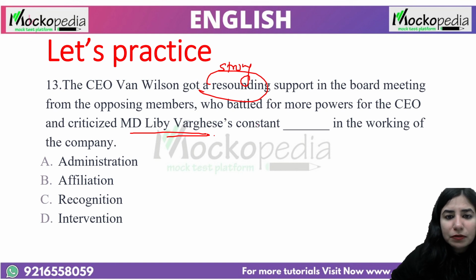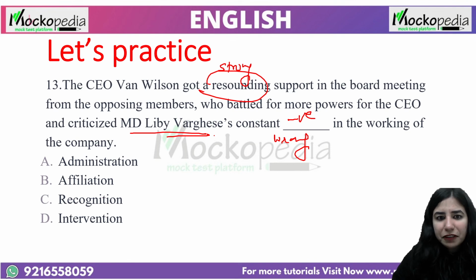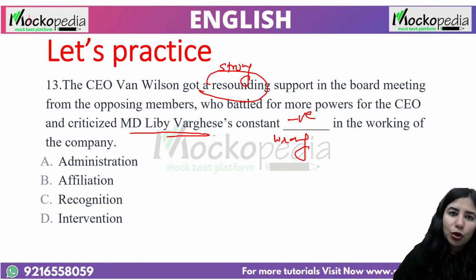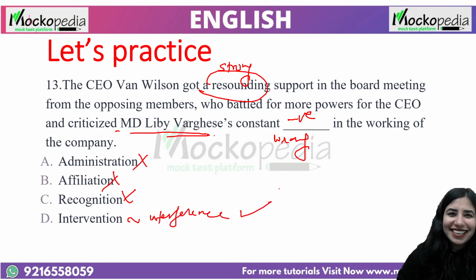So that means Libby Verghese was doing something wrong, right? Something which is constantly wrong, and more powers wanted. So maybe her unnecessary involvement, or disturbing the pace of the progress. So let's see, something negative done by Libby Verghese. That's what we would want. Admiration, administration would go. Affiliation is an easy elimination. Recognition, why would people complain about that? Interference, right? So interference would be the right match. So intervention matches the best. We are going to pick D as an answer.